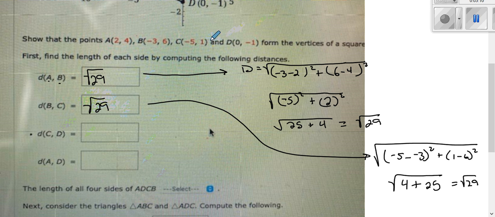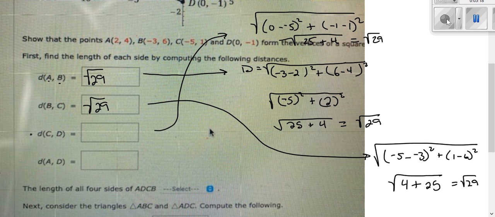C and D, same thing. I know, this is going to get boring. I'm going to pause the video to do this next. Okay, so that one does work out as well. Square root of 29. Square root of 29. I'm guessing this one will probably work out as well, the A and the D. So we're going to do A and D. I'll go through this one quick.